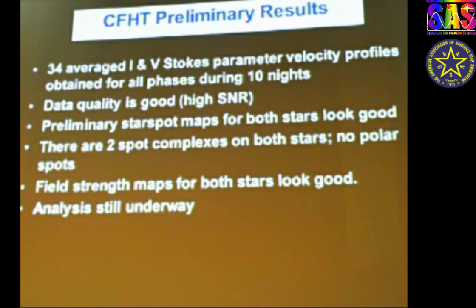Star spot maps for both of the stars look very good. And she's found 2 spot complexes on both stars with no polar spots. The analysis is still underway, and she'll be publishing that, we hope, in the fall of this year.